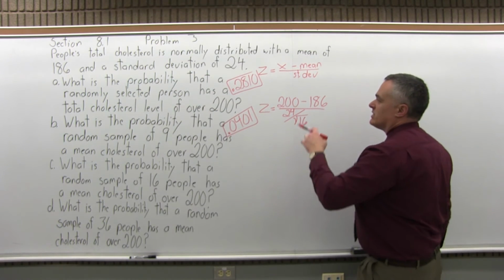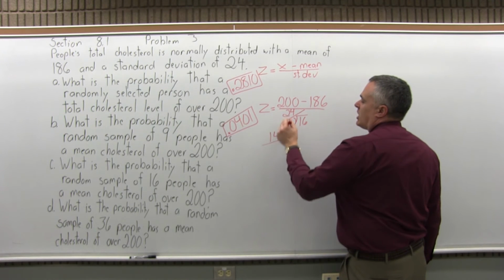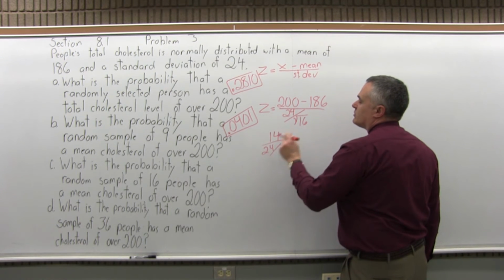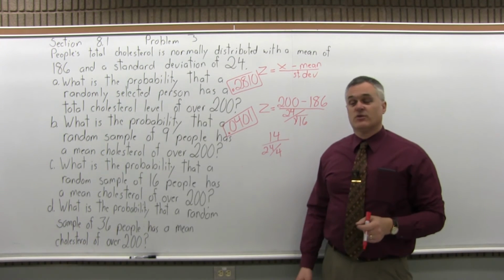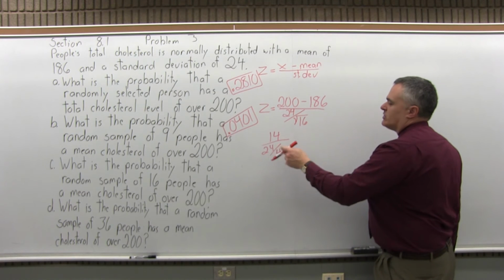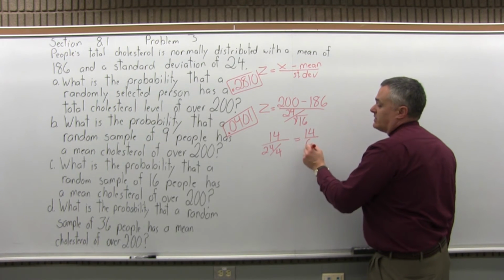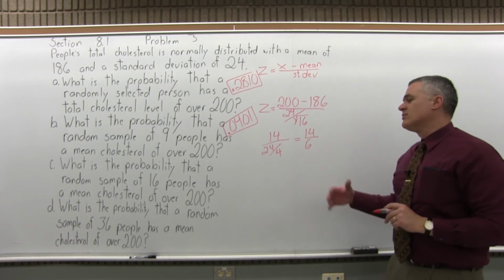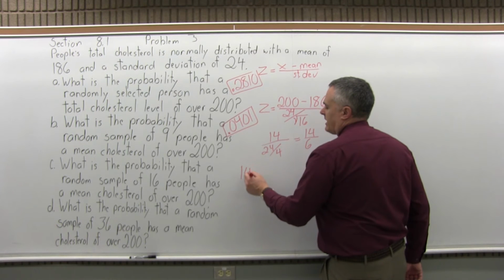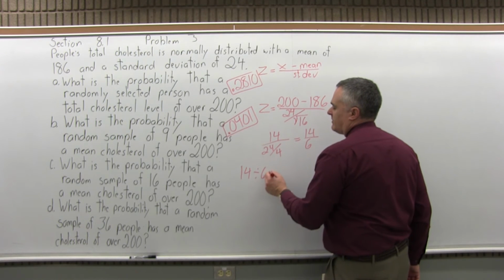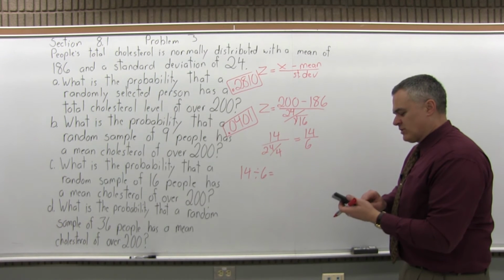Let's start doing the math. So again, on top, 200 minus 186, positive 14. Denominator will be 24 over square root of 16 is 4, because 4 times 4 is 16. And I can reduce that without a calculator. The 14 on top, 24 divided by 4 is 6. I can even reduce that. You can simplify it a little bit, but you can just go right to your calculator at this point. 14 divided by 6 equals, should be 2 1/3.